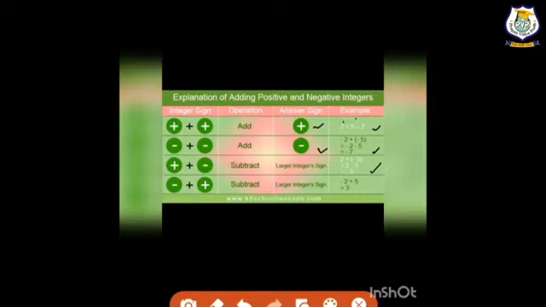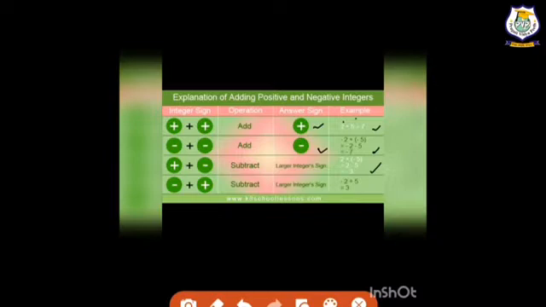Now we will come to our fourth rule, that is minus plus. Here also we do the subtraction, because one is a positive number and one is a negative number, and the sign of the larger integer will come with the answer. Now let us see the example. Minus 2 plus 5. What do we have to do here? Subtraction, because one is positive and one is negative.